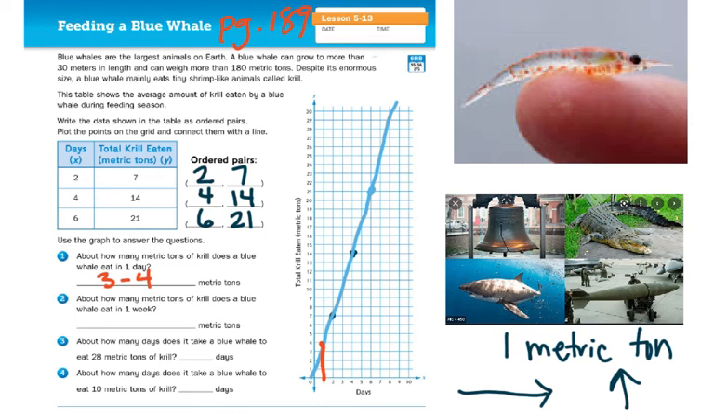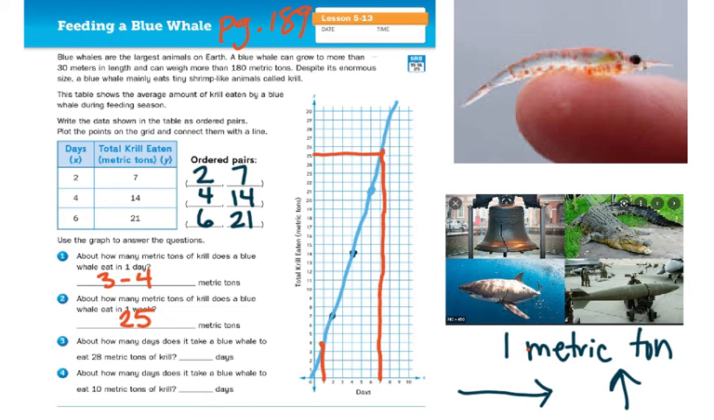Number 2, about how many metric tons of krill does a blue whale eat in a week? So that's 7 days. So let's go up from 7. I'm just going to draw a line because it makes it easier to follow. I would say about 25 metric tons. If I go over, it's about 25.